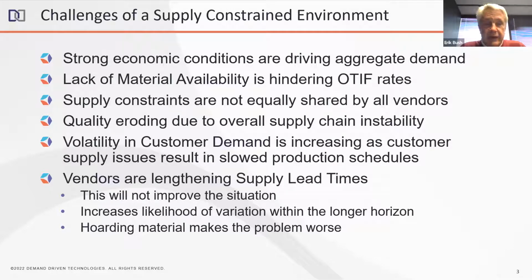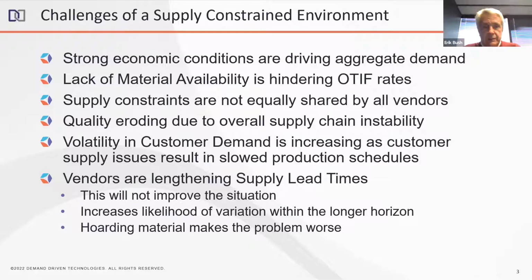At the same time, we've got lack of material availability, and it's impacting on time and full rates. Probably one of the best examples is automobiles, where now, because of lack of supply at the dealerships, dealers are asking as much as a $10,000 premium on the list price of a car, where typically you'd be able to get a discount off the list price. So the cost of automobiles has gone up dramatically, in part because of the scarcity that they're dealing with.